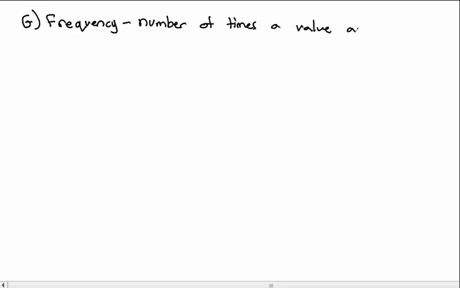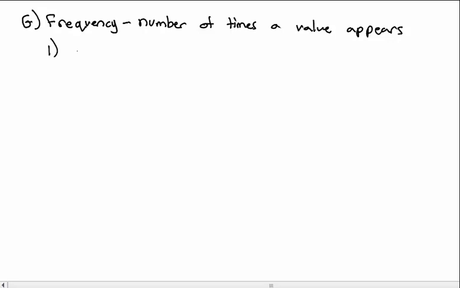So we have one last thing to take a look at. This last thing, after sampling, we take a good sample. We're interested in frequencies, or the number of times a value appears.